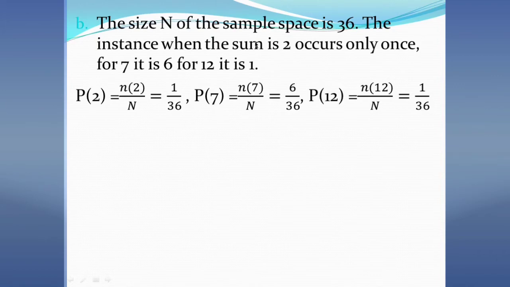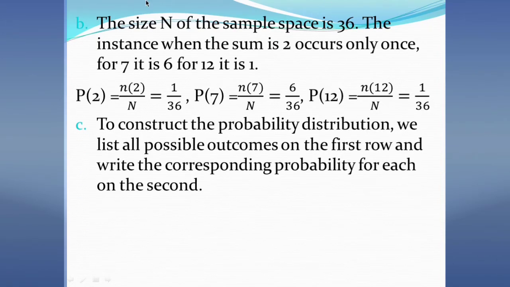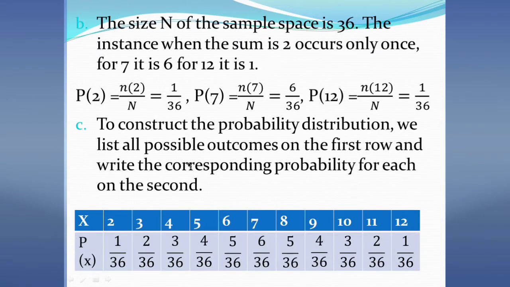For letter C, to construct the probability distribution, we list all possible outcomes on the first row and write the corresponding probability for each on the second. Here, we did not include 1, so we start at 2, 3, 4, 5, 6, 7, 8, 9, 10, 11, 12.